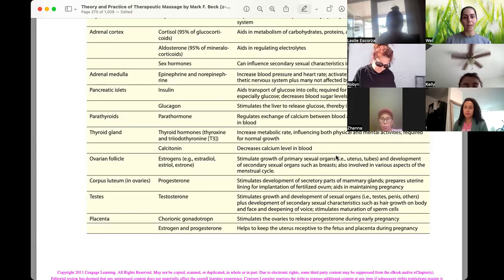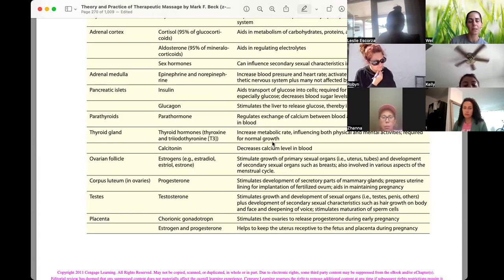Okay, and then we have the next one. I don't think they're probably, yeah, maybe they'll ask you about it. So it's calcitonin, and that decreases calcium levels. So it's going to work hand in hand with the parathyroid to regulate the calcium level in the blood.